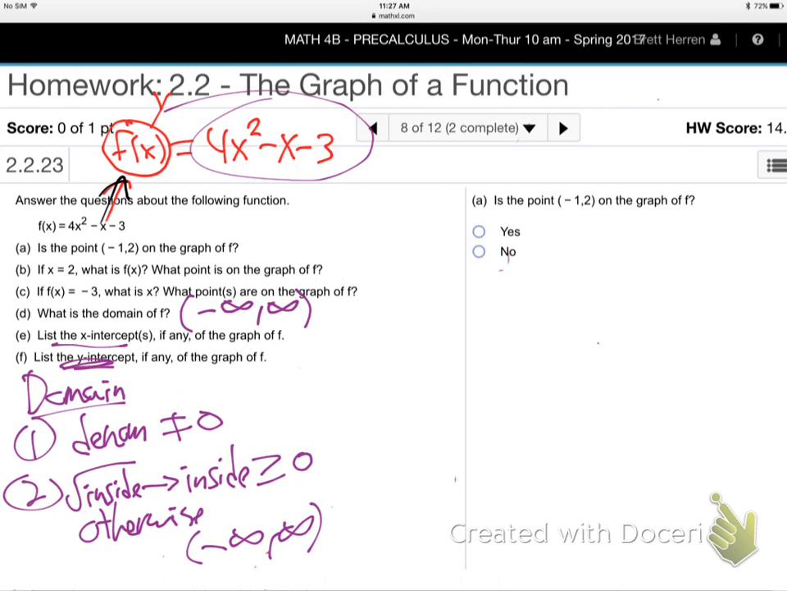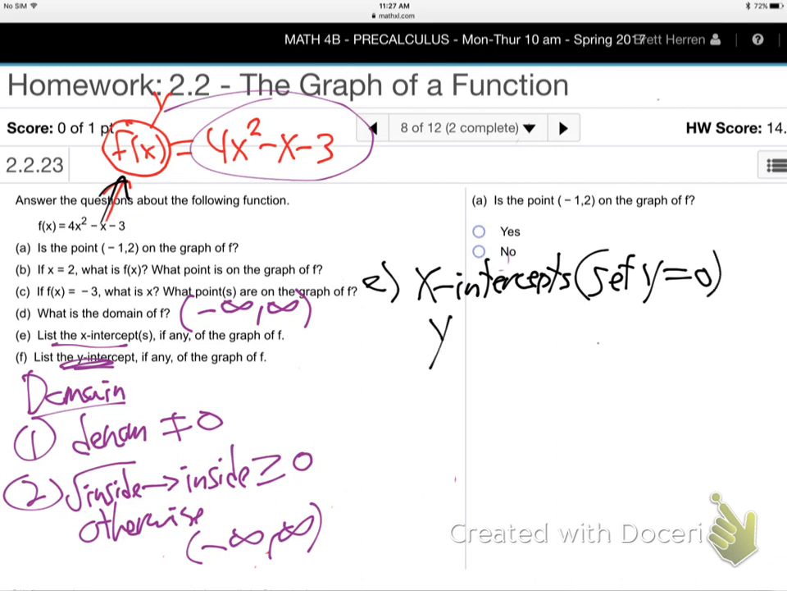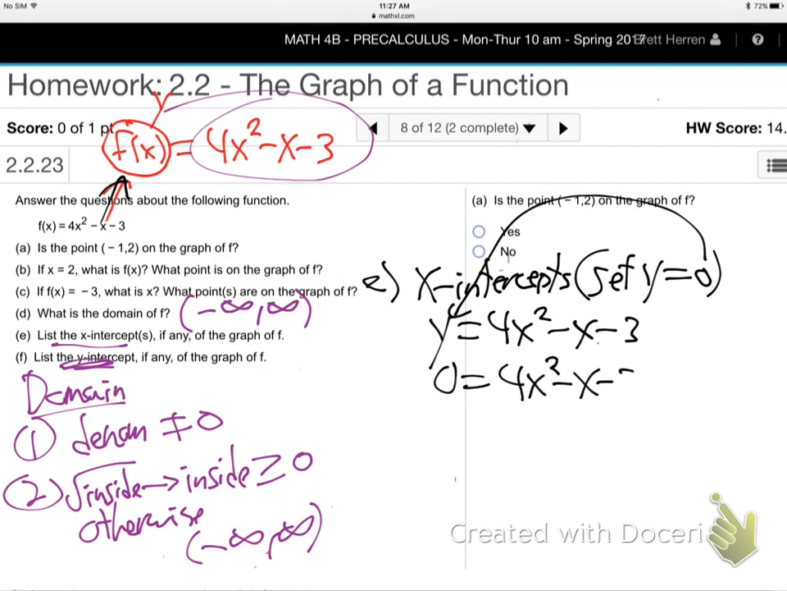So let me write that out then. Part E: to find x-intercepts, set y equal to 0. And to find y-intercepts, set x equals 0. So here we go. Take our little equation, y equals 4x squared minus x minus 3, and put in 0 for y. Everybody good to there? So far, so good?